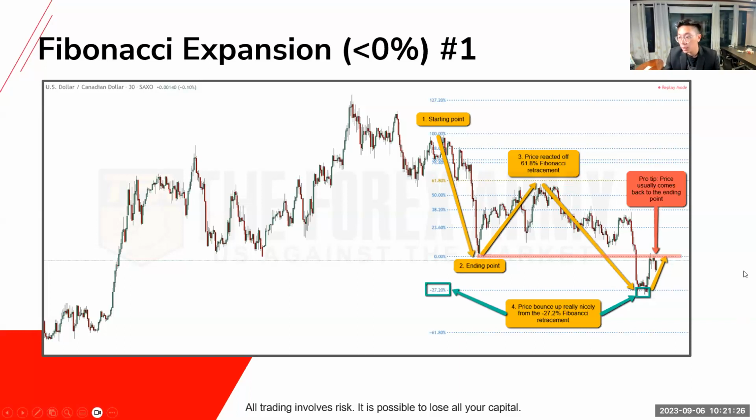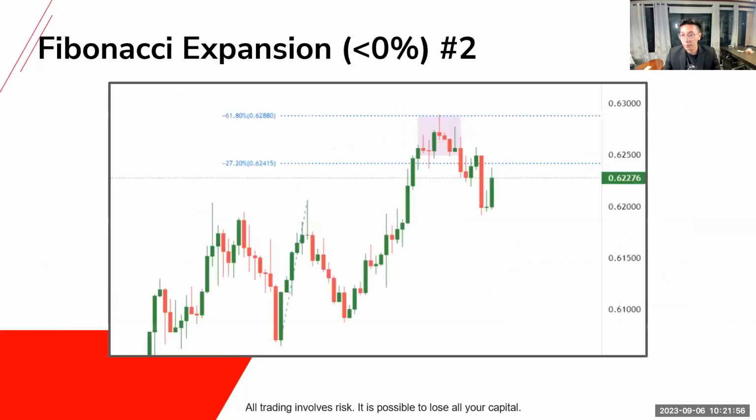So maybe let's say you enter right here. Your first take profit could be at the ending point. And then if it breaks past, then your second take profit could be at the 23.6% Fib level right here. But since it really broke past and then reacted off here, this whole Fibonacci retracement will be taken out and this level cannot be used. So you should identify the next key level instead.